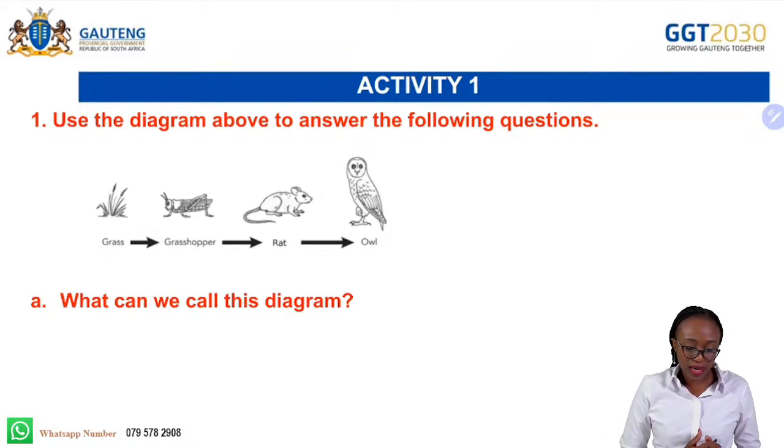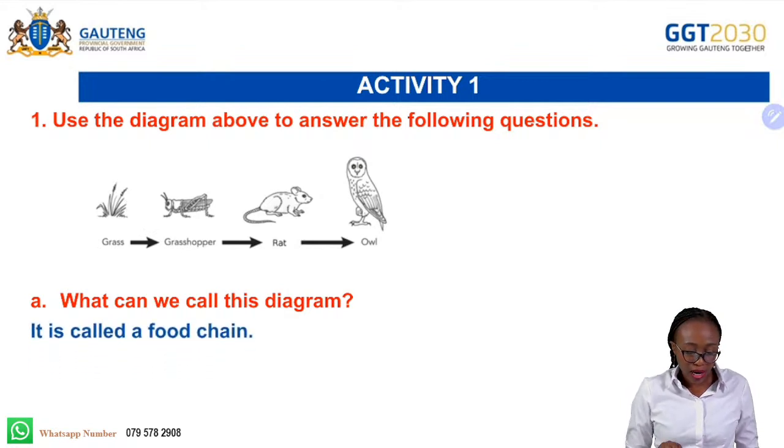Use the diagram to answer the following questions. So there's the diagram that had a grasshopper, a rat, and an owl. The first question read, what can we call this diagram? This diagram is called a food chain.